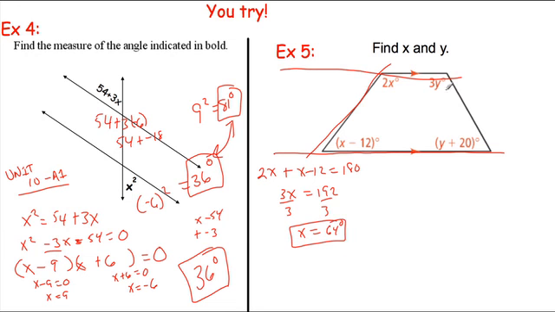To find y, same thing. These are same side interior. 3y plus y plus 20 equals 180. Subtract 20. So I got 4y equals 160. Divide by 4. y is 40 degrees.